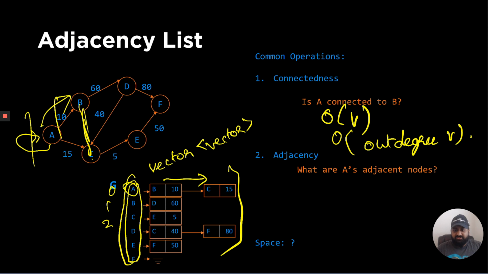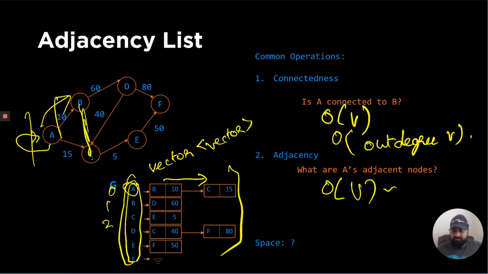The next one is adjacency, which is: what are A's adjacent nodes? In this case, if we were to find A's adjacent nodes, we just have to traverse again the entire list and print each of those nodes. So it's going to consume O of V time again. It's directly proportional to O of out degree of V, but we can also simplify this further as O of V in the worst case.